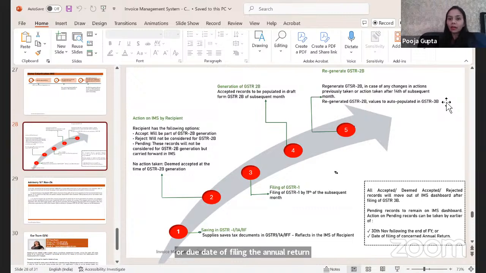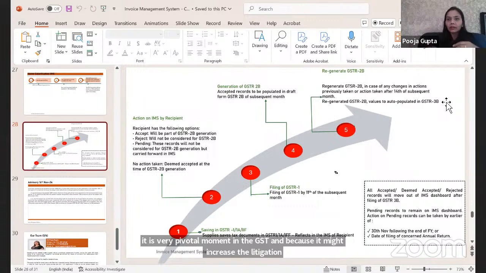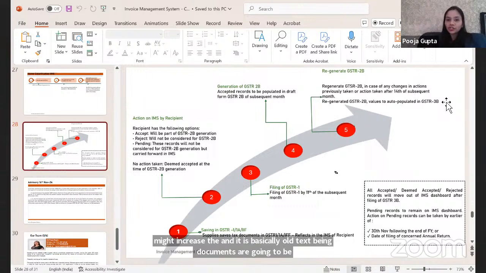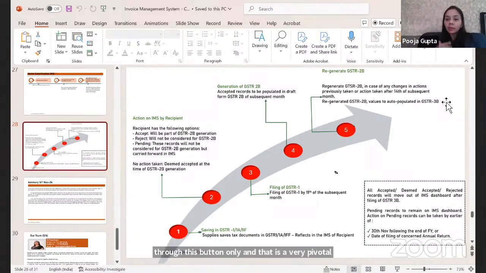That was a complete recap of the IMS dashboard, and it is a very pivotal moment in the GST, because it might increase the litigation, because everything is visible on the portal: what action the supplier is taking, what action the recipient is taking. Basically, all tax-paying documents are going to be through this portal only, and that is a very pivotal and very imperative change in the GST. So we should be very careful with the IMS dashboard.